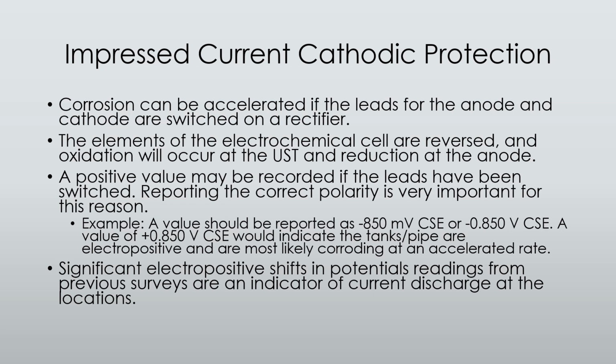A value of positive 0.850 volts would indicate that the tank/pipes are electropositive and that there is current discharge at that location, which is a very big problem and should be addressed immediately. Significant electropositive shifts in potential readings from previous surveys are an indicator of current discharge at the locations. So I put the word indicator because that's all it is. Further testing should be done to verify the situation on the tank if you find those readings.